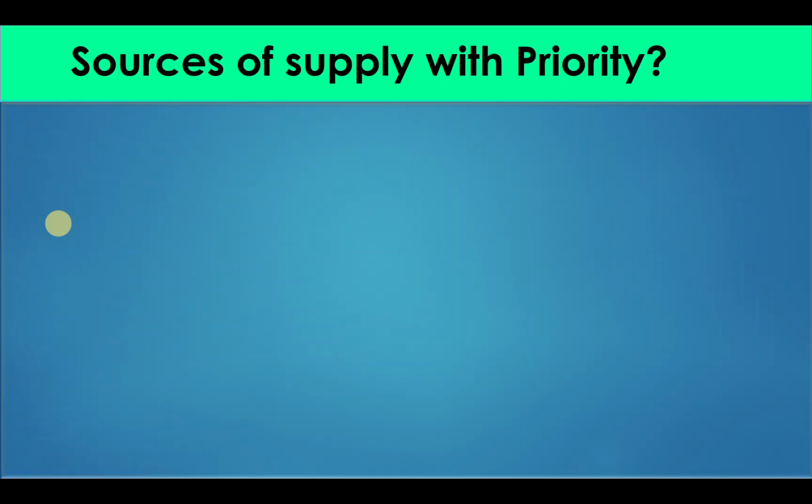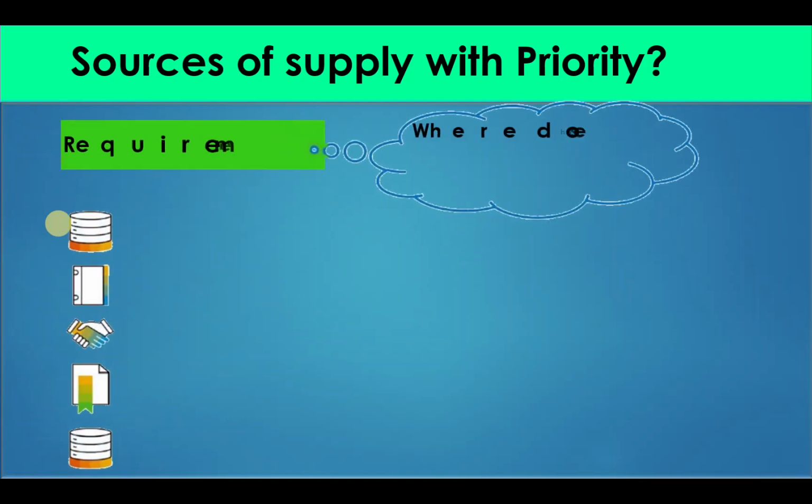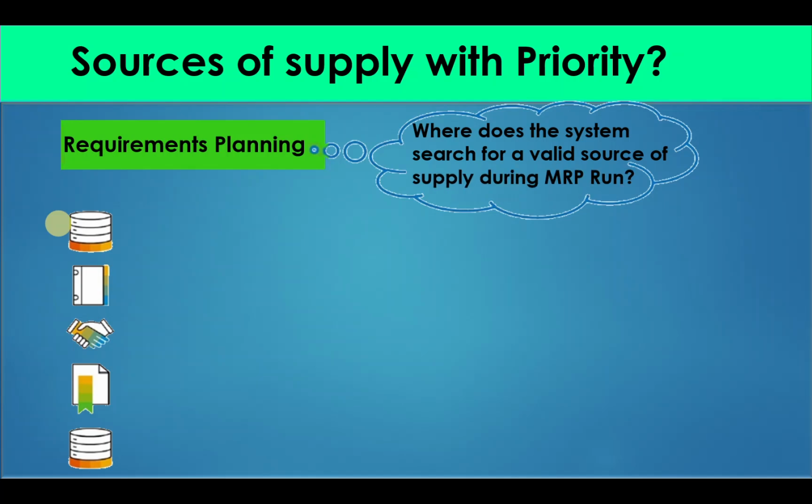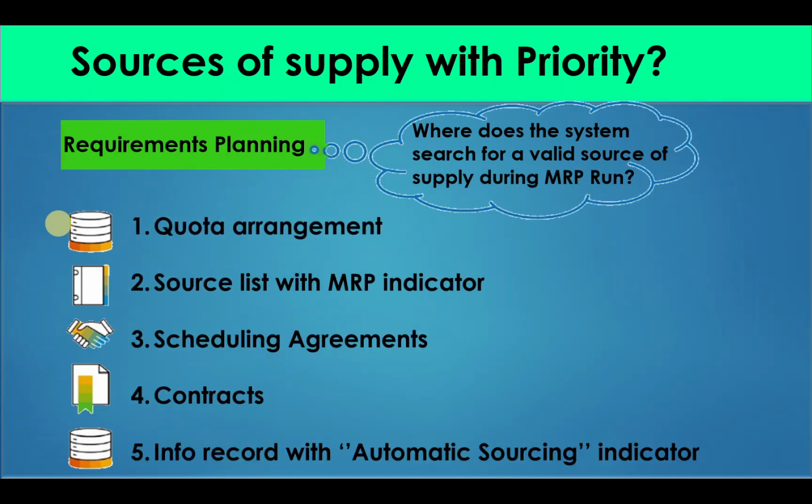So we have seen all five sources of supply, and now what are the priorities? Let's say a material has more than one source of supply, so how does the system give priority to a particular source of supply? So these are the priorities.